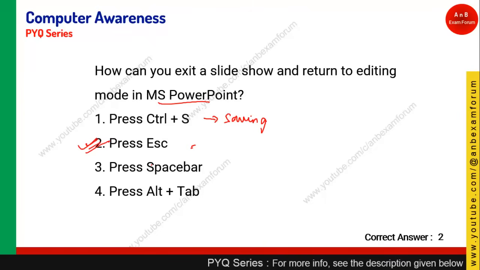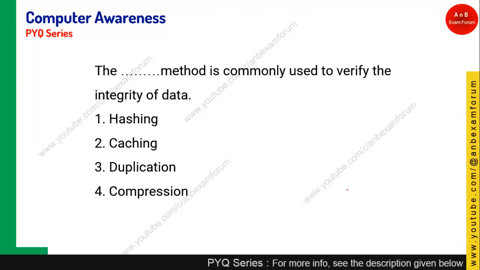Okay, what about alt tab? Alt tab is used for switching the application. So if you have different opened applications, with this particular shortcut you can switch the application. Like if you are working on many applications, you can use this key to switch from one application to another. Okay, so option 2 is the right answer. Let's see the next question.